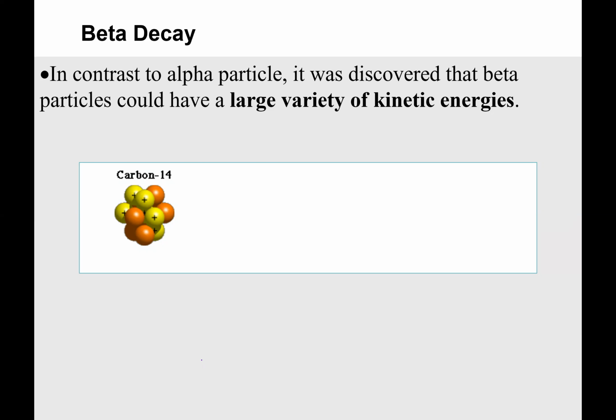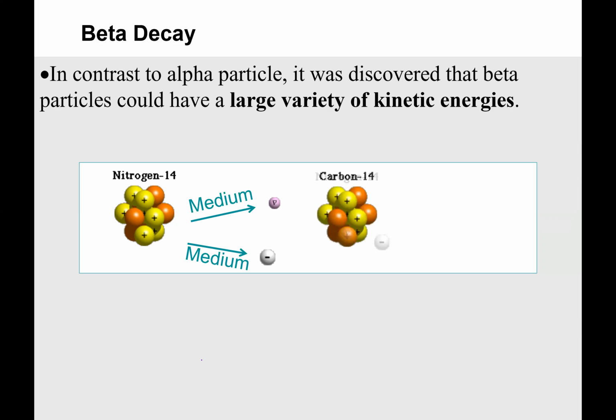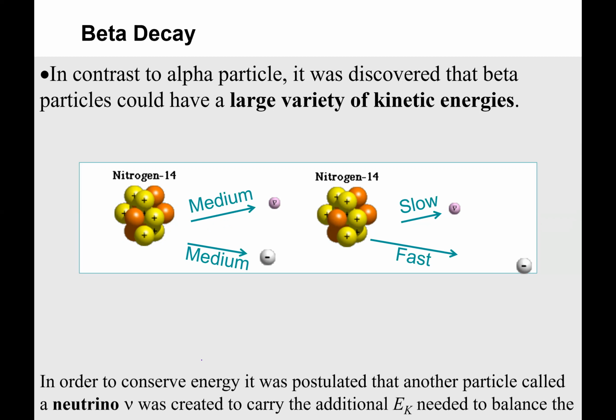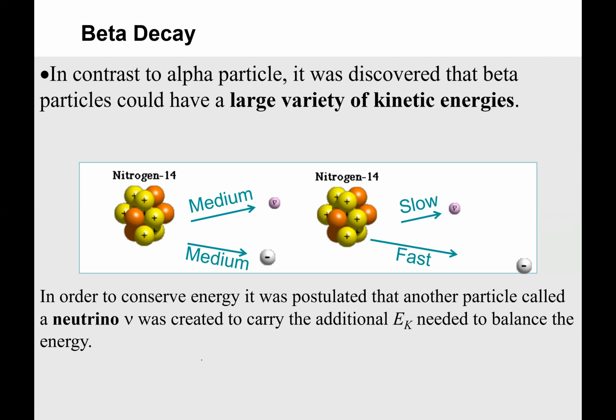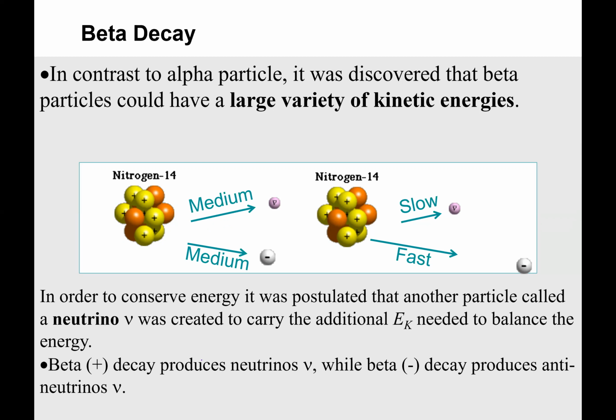Oftentimes in physics, math leads the way. The math wasn't working out. It looked like conservation of energy was being violated. It took a while, but physicists eventually realized that yes, there is another particle, and that's where it got the name neutrino or antineutrino. It's an Italian physicist, Enrico Fermi, who coined this term because he said it's got to have no charge and it's got to be a lot smaller than a neutron. So we're going to call it a neutrino. And that's exactly what happened. This was discovered, I believe, in the 30s. As you can see there, the neutrino carries away that extra kinetic energy.